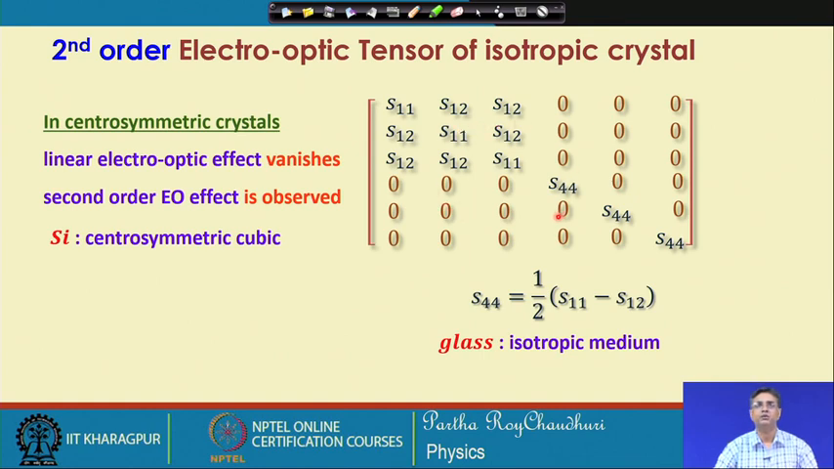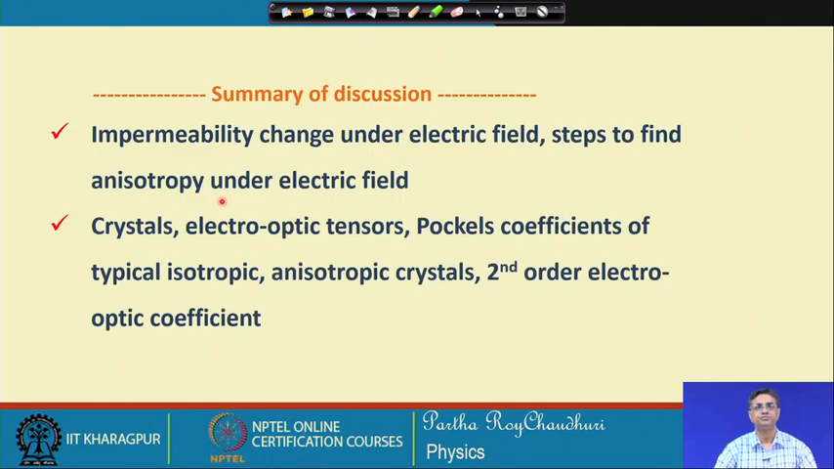We will take up one very interesting example for this Pockels effect at the end, after we discuss the Kerr effect, the quadratic electro-optic effect. So, silicon is a centrosymmetric cubic crystal, second order electro-optic effect is observed, and the linear electro-optic effect does not arise, as we have seen, because it is a centrosymmetric crystal.